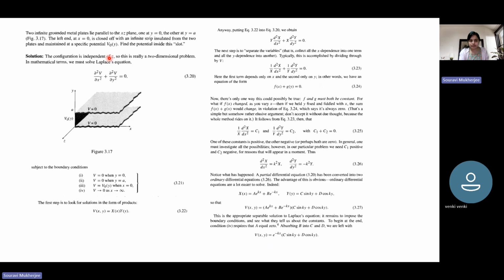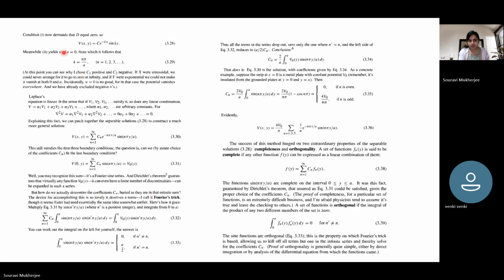So now if you apply this relation, v equal to 0 where y equal to a, what are the typical relations which satisfy this condition? We want sine ka to be 0, and that is possible for all values of k given as n pi by a, right?